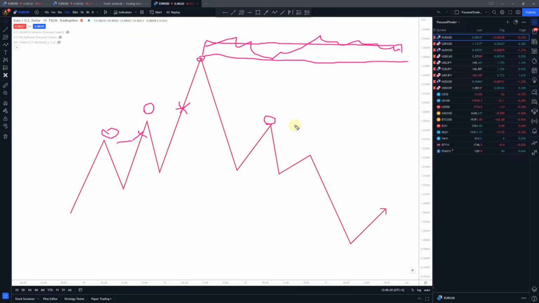And another pivot high is here and liquidity was never grabbed, and another pivot high is here and liquidity was never grabbed. Why am I drawing these lines? Because these lines we use in our trading, and I will show you the indicator that we use for it.